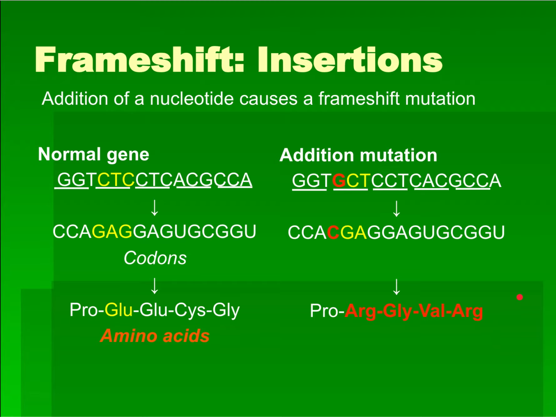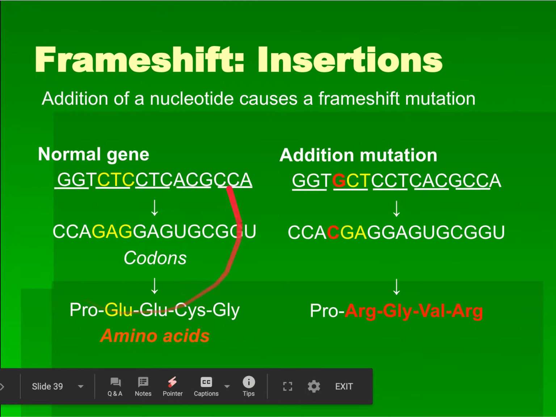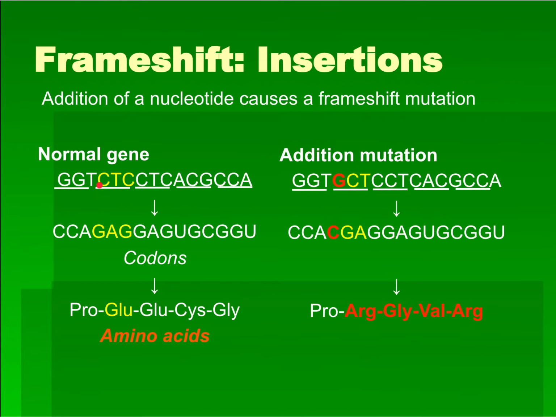Now, insertions. An addition of a nucleotide could cause a frame shift mutation, and this is going to be another example. As we can see, we're using the same normal gene throughout this entire presentation. The one that we're going to be talking about here is the CTC portion of this normal gene, and our mRNA portion is going to be GAG. So in a perfect world, this is what it would look like.